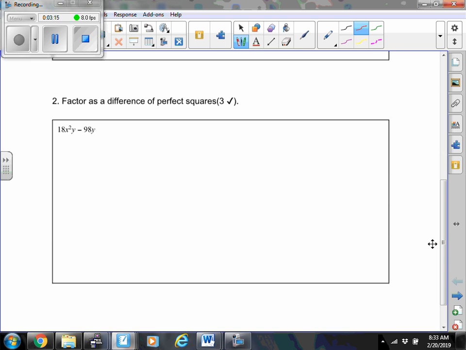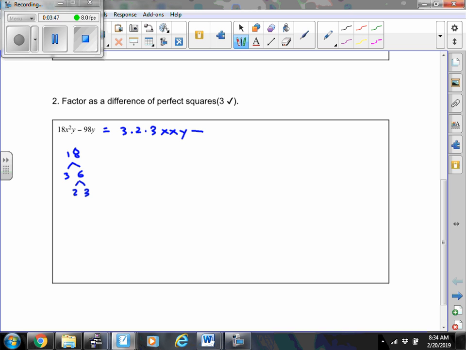Factoring a difference of perfect squares. Okay, there's only 2 terms here. It's a binomial. But no matter what, my first step is always the GCF, the greatest common factor. So what I'm going to do is I'm going to try to do this one quickly. Let's see, 18 is 3 and 6, 2 and 3. So that gives me 3 times 2 times 3, then 2 x's and 1 y.